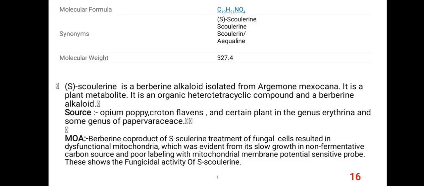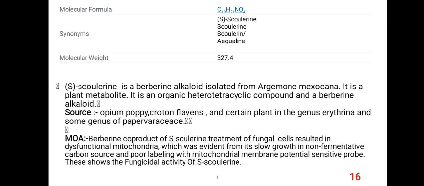The active pharmaceutical ingredient of our plant is sanguinarine. Sanguinarine is a benzophenanthridine alkaloid isolated from Argemone mexicana. It is a plant metabolite. It is an organic heterocyclic compound and alkaloid. Sources of sanguinarine are opium poppy, Croton flavens, certain plants in genus Erythrina and some genera of Papaveraceae.